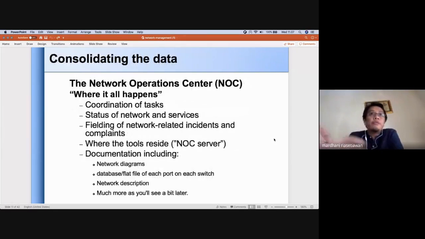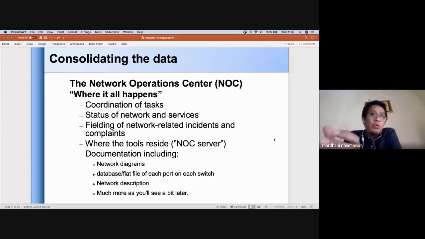And then this is the important one: consolidating the data. For example, if we have the network operation center, or we call it the NOC, it is very easy for us to coordinate all the tasks. The status of the network and services, and then fielding of network related incidents and complaints, and also the documentation.